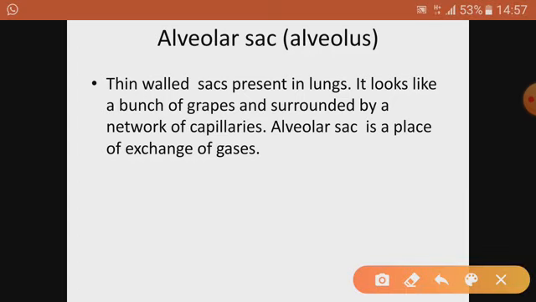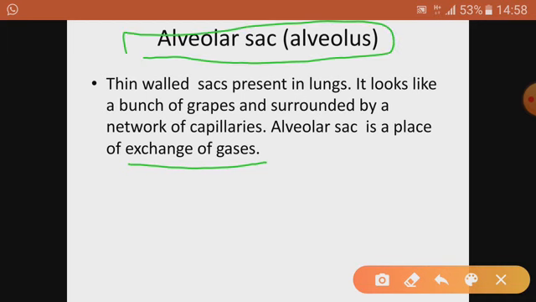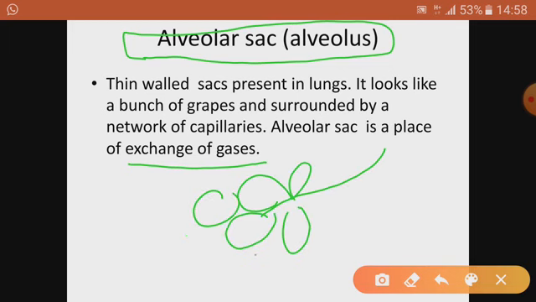Sometimes it comes as a one-liner. Name the place or the site in the human respiratory system which is important for exchange of gases. So this exchange of gases happens in the alveolar sac. For example, this is the alveolus, a bunch of grape-like structure, and its wall is very thin. Why? So that easy exchange of gases happens.